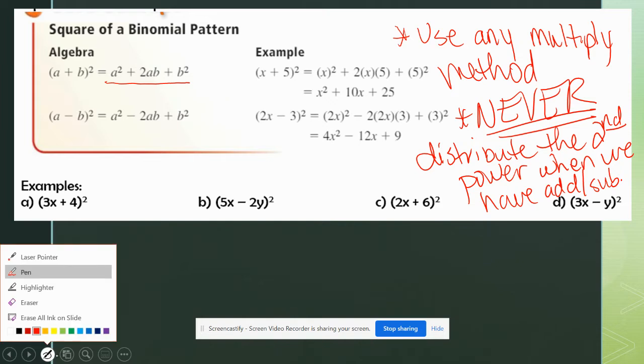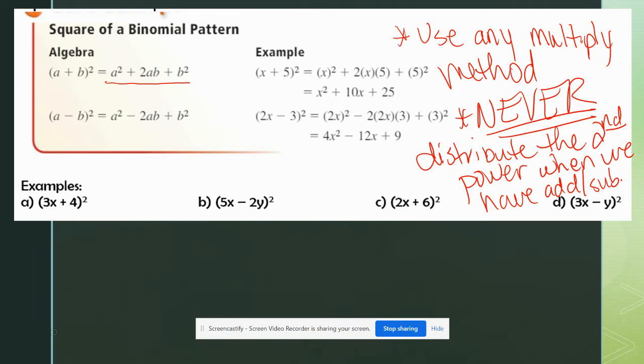So the first thing that I would do is I would rewrite it. We have 3x plus 4 squared means 3x plus 4 times 3x plus 4. Then you can distribute, FOIL, put it in the Punnett box, use the multiplication method, whatever one you love, to go ahead and get your answer.